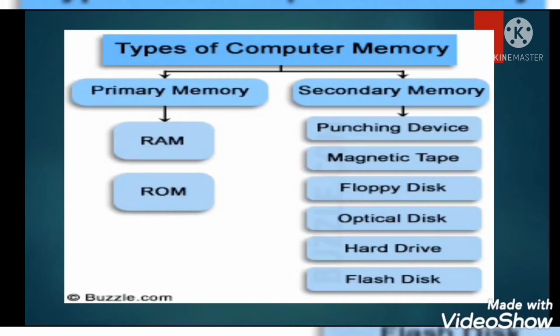My dear students, I am showing here the classification of computer memory. You know, a computer has two kinds of memory, primary memory and secondary memory. Again, we can classify primary memory into two parts, RAM and ROM. And secondary memory we can classify into punching device, magnetic tape, floppy disk, optical disk, hard disk and flash disk. So part by part we will discuss all types of memory.